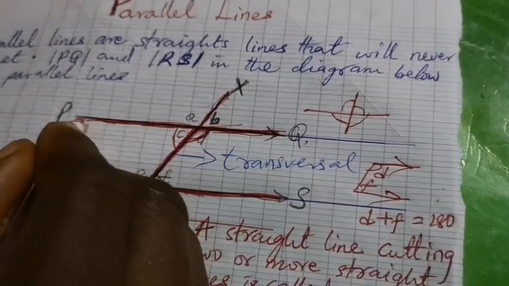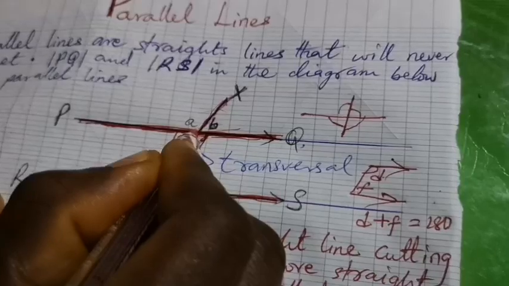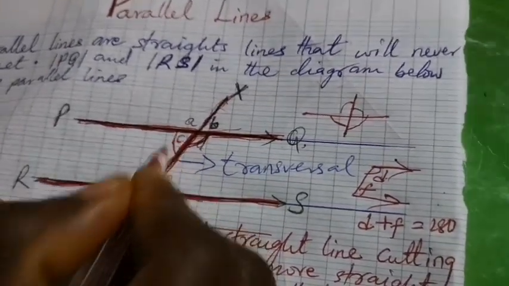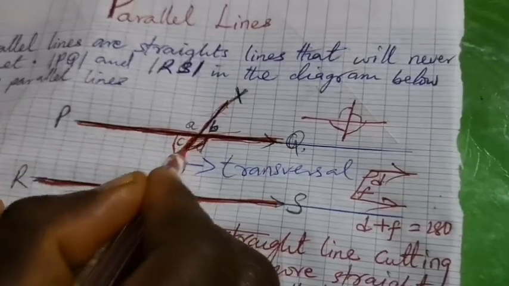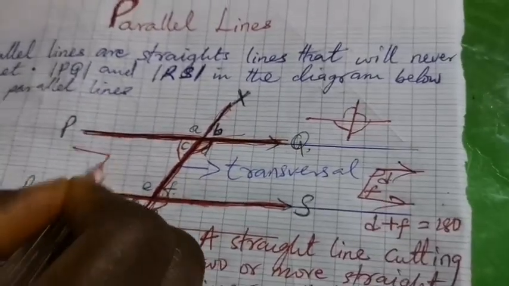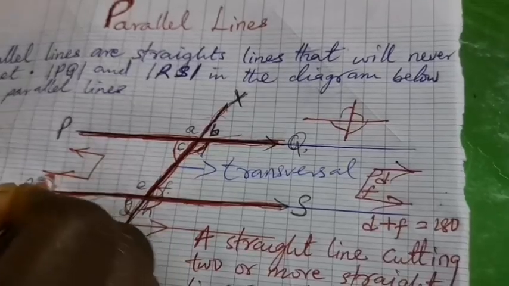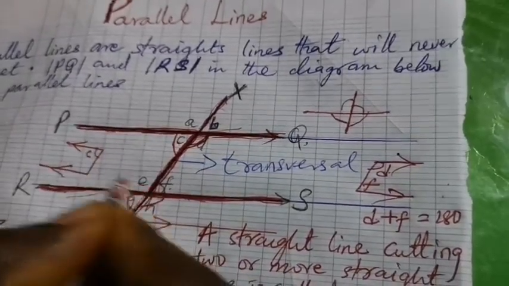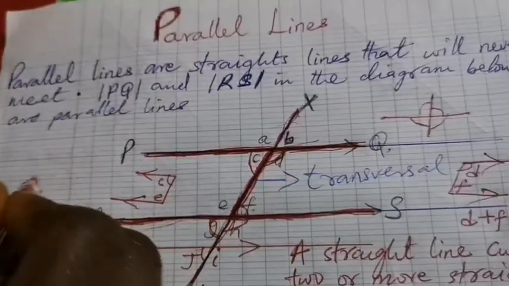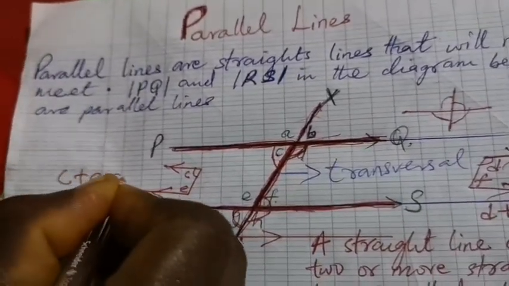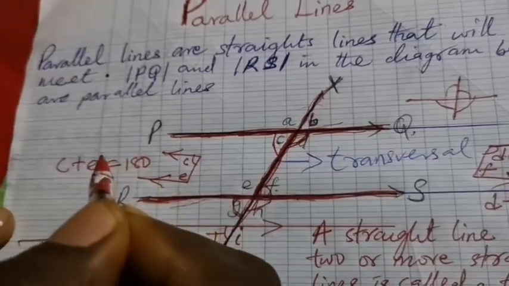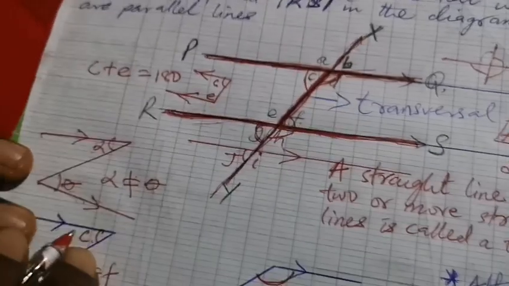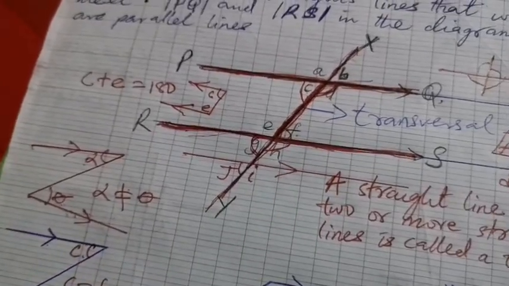Opposite interior angles are supplementary. Then if I trace it this way, from here, I have C and E. Look at it here: this place is C, then I have E, this place is E. Then I can now say that C plus E is equal to 180 degrees. Then my reason is what? Opposite interior angles are supplementary, or they sum up to 180 degrees.